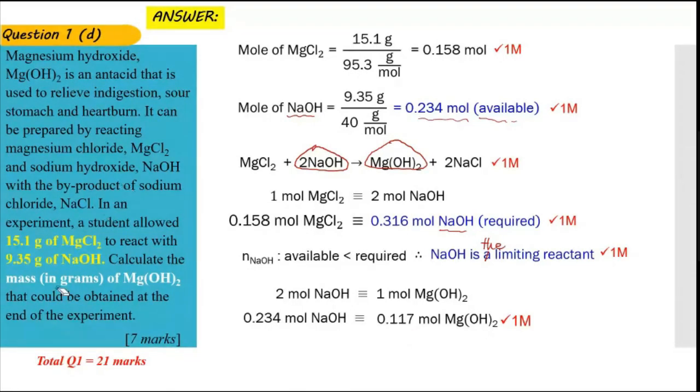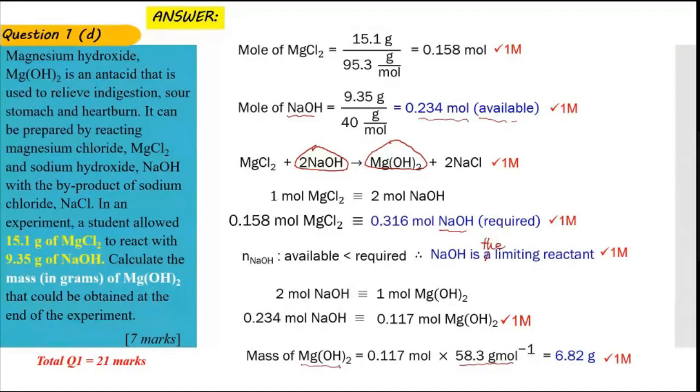But the question is asking for mass in grams. So after getting mole, no problem, just multiply with the molar mass. Again, you have to calculate this on your own based on the formula. So the answer is 6.82 gram. Okay, so 1 mark each.